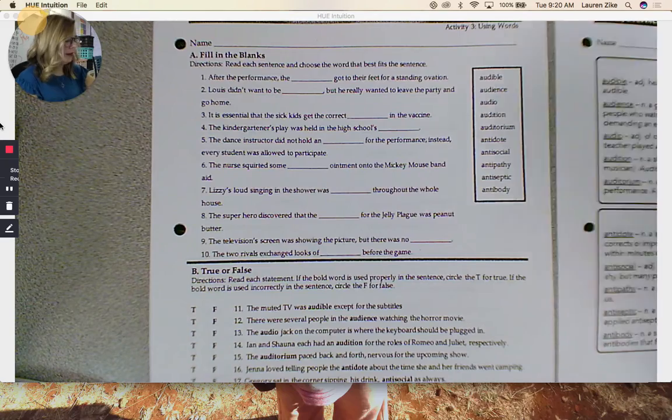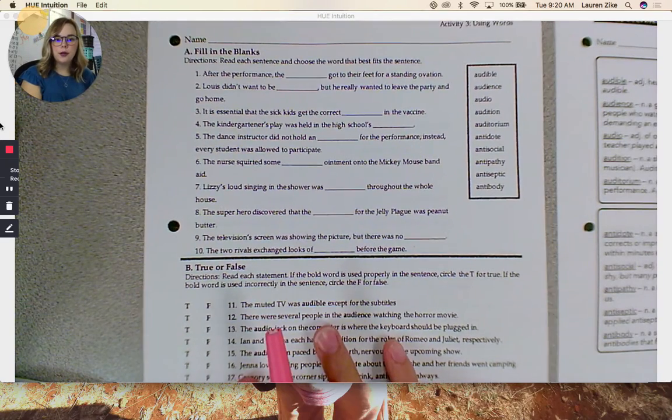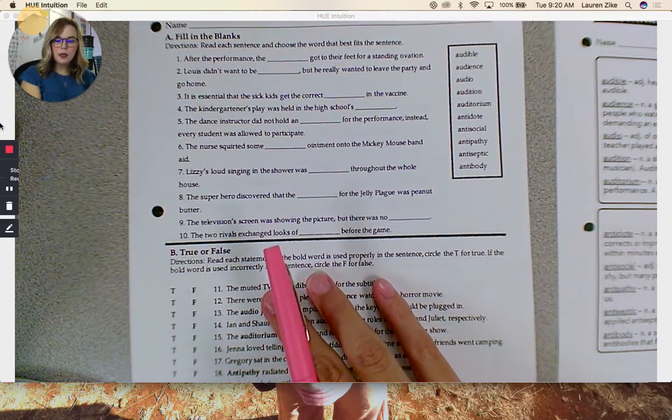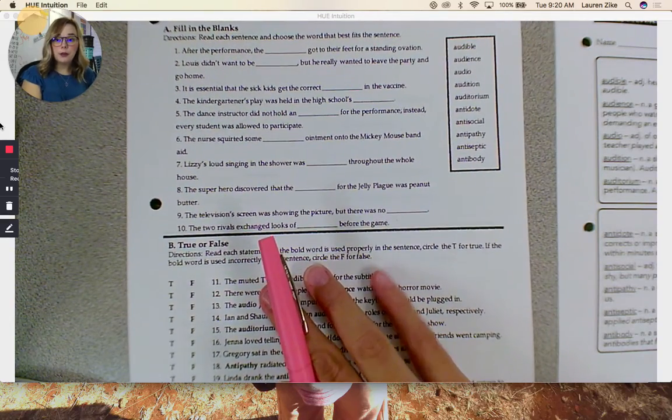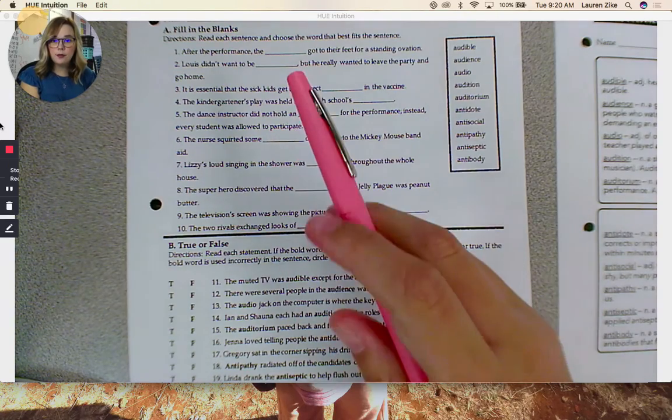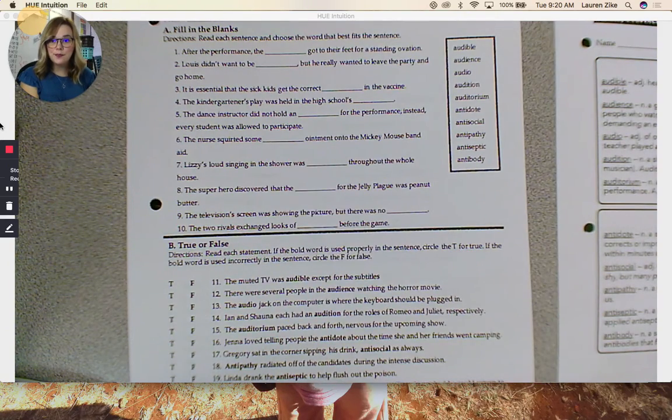And let's take a look. So we're going to be looking at activity 3A and activity 3B. Since you are watching a recording, I would like you to pause here and fill in activity A. When you're done, pop back in and you can check your answers.